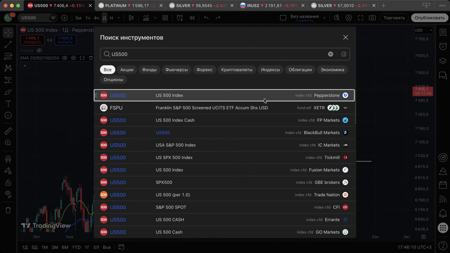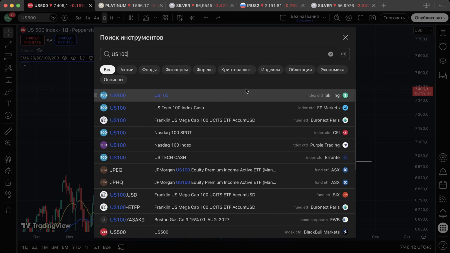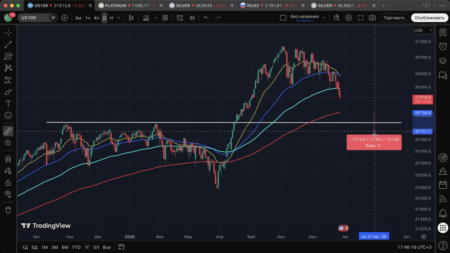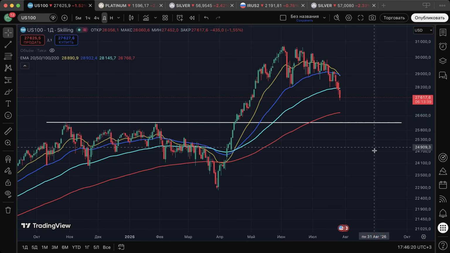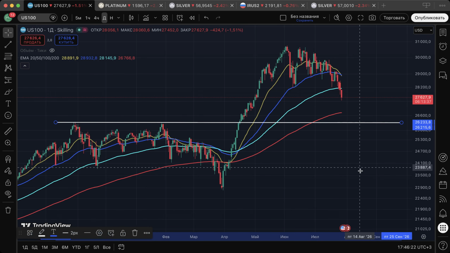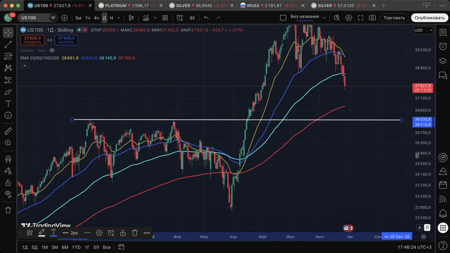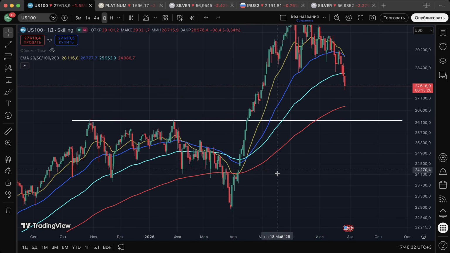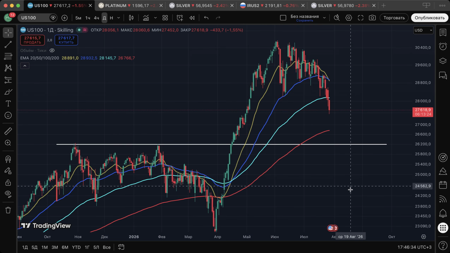SPX 500, and for the Nasdaq 100 I think we need to put our stop lower than the level 26,000, nearly 3.5%, because here we have a really strong level, and I think that here a really good strategy will work, the strategy of retest. I told you some videos ago about this strategy.